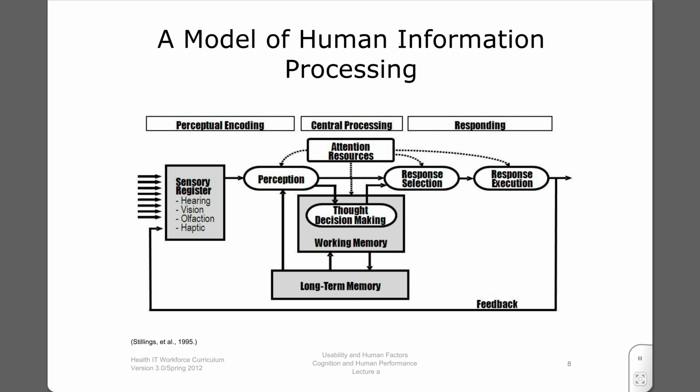This is a simplified model of human information processing. We can characterize it as a multi-stage process that begins when our senses, such as vision and hearing, come into contact with stimuli in the world. A very small percentage of these stimuli are passed along for further processing.